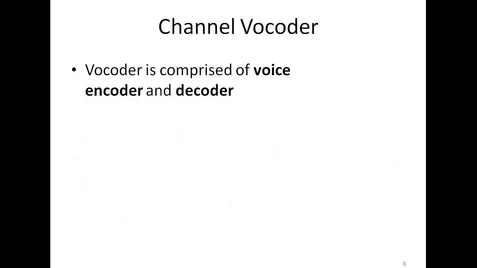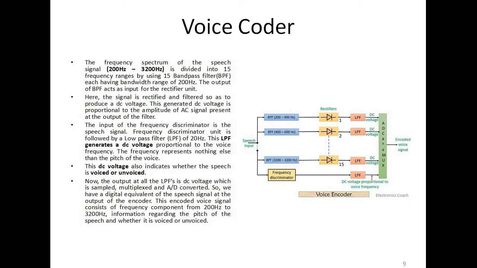Next, what is channel encoder? Channel encoder is comprised of voice encoder and decoder. In the voice coder, the frequency spectrum of the speech signal from 200 Hz to 3200 Hz is divided into 15 frequency ranges by using 15 bandpass filters, each having a bandwidth of 200 Hz.